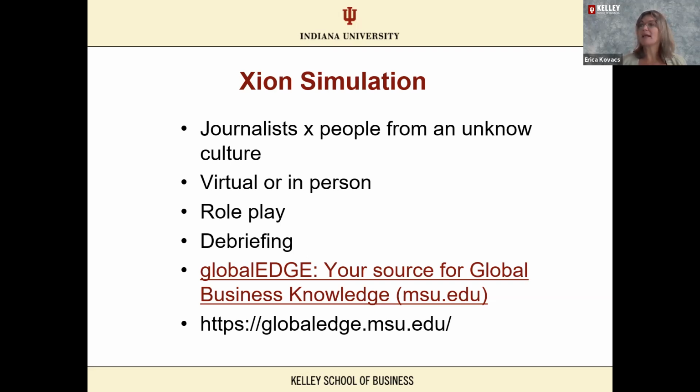and they meet at a restaurant. So each student has a different role that they read prior to class, and we have a role play. The Xeons have a culture that is very unknown. The journalists, when they meet, don't know anything about this culture. And it's really interesting how they try to analyze. For example, the Xeons don't look in the eyes, right? Looking into their eyes is very uncomfortable.